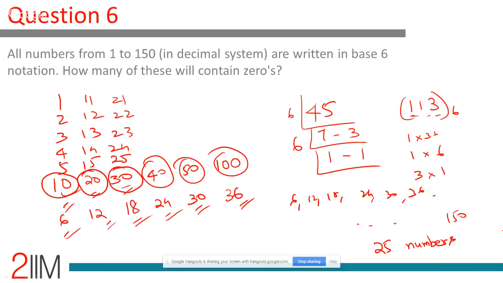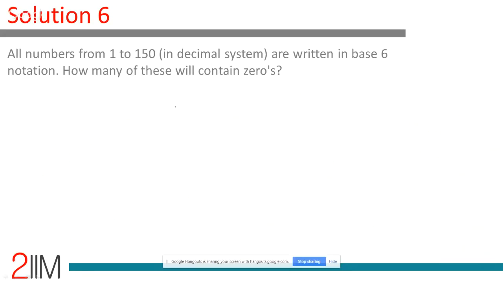150 is 25 into 6. Brilliant. These 25 numbers have a zero. Remember, this question doesn't say how many of these will end in a zero. How many of these contain zeros? Might there be numbers which don't end in a zero, but contain a zero? So think about it. Think about 150.